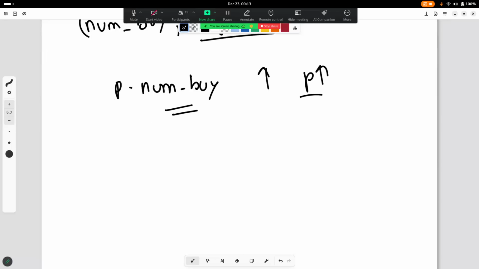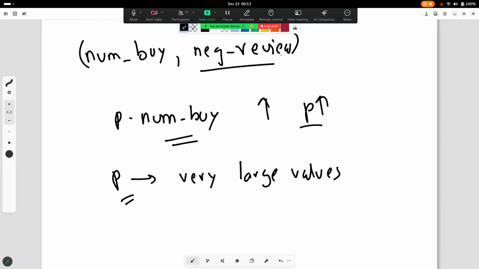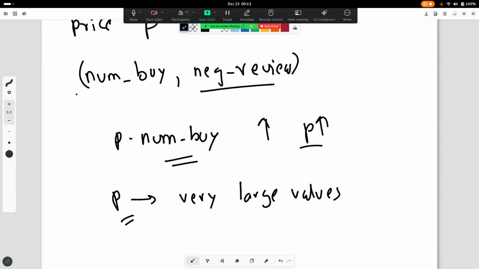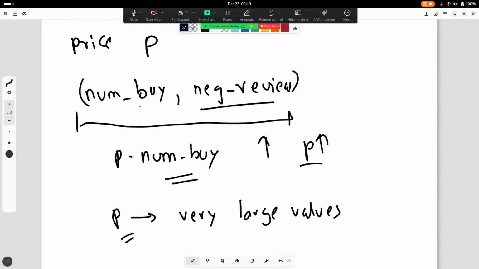Now, the values that P, the price, can take have a very large range. So rather than that, let's try to see what the set of values is that the number of buys and the number of negative reviews can take, like the number of negative reviews and the number of people who are buying the product.